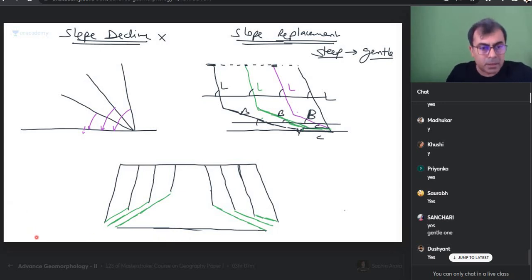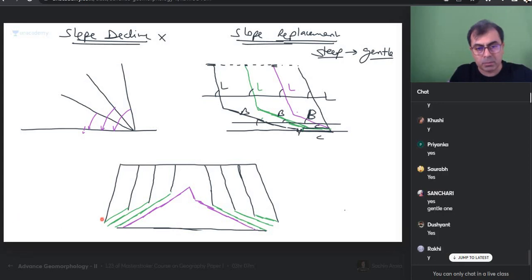In the end, what will be left? In the end, it will be like this. Can you see the things are going parallel? Are the steeper slopes getting replaced by gentle slopes or not? And you can see the angle will remain the same. So first, in slope evolution, you should understand what is happening. The angle in all the three cases will remain the same. Angle, angle, angle. Yes? And if we go further, where will it go?